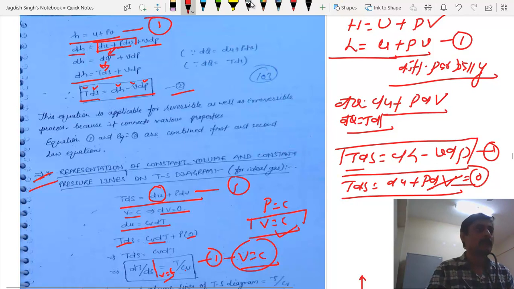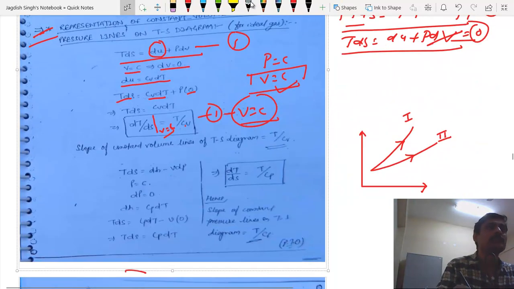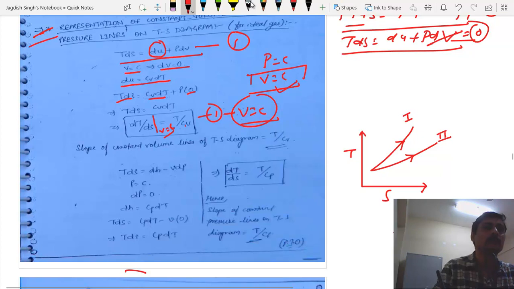Now, what is this one? Let us suppose this axis is T and this is s. So what is dT by ds? dT by ds is the slope of the curve.